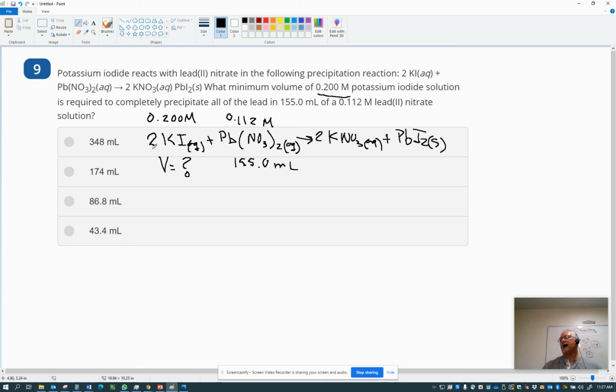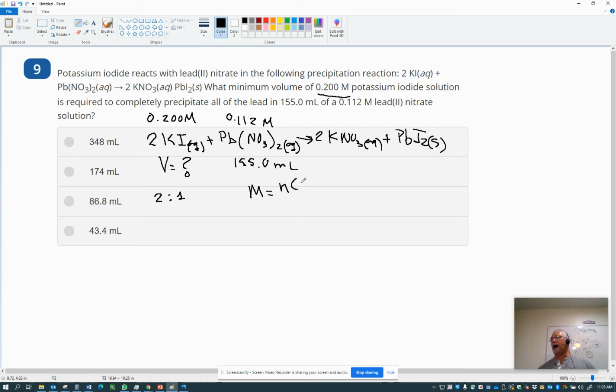If you notice, 2 mole of potassium iodide will react with 1 mole of lead 2 nitrate. So the ratio is 2 to 1. If we find the number of mole of this reactant here, we can use the molarity formula to solve how many milliliter or liter of volume of potassium iodide solution we need to neutralize.